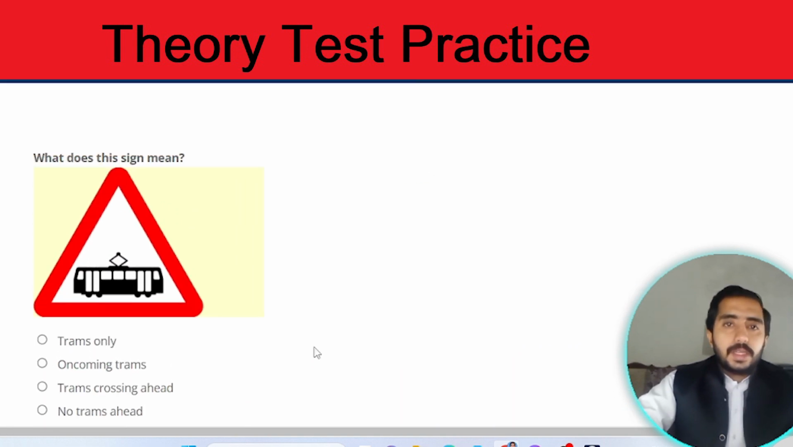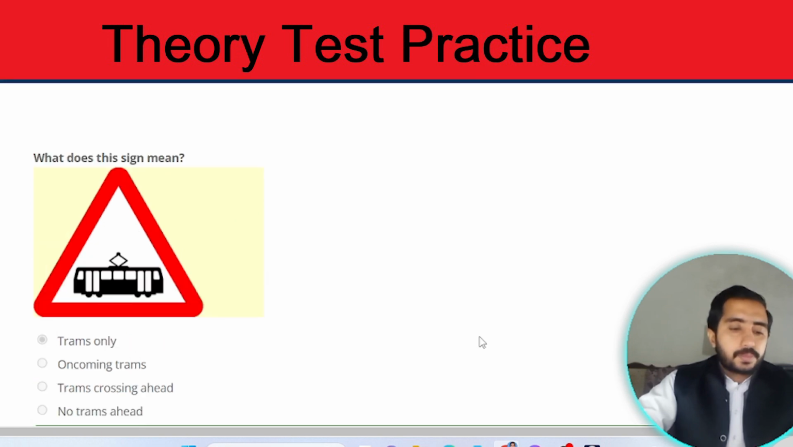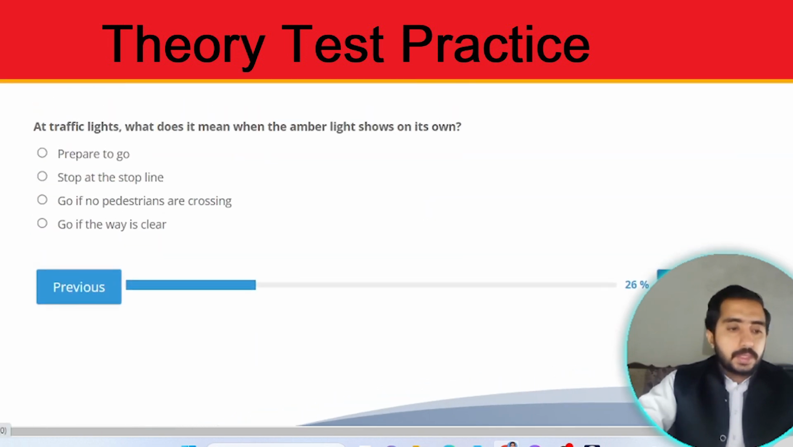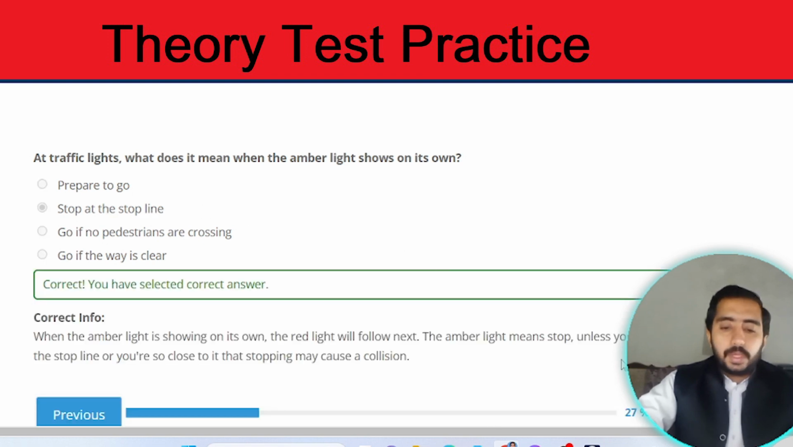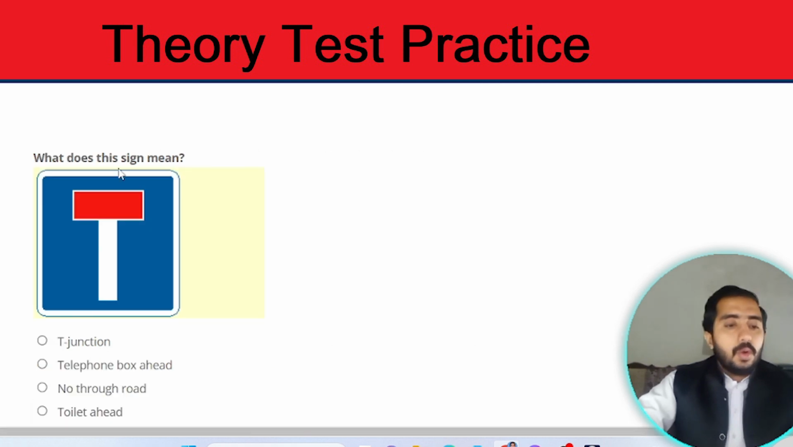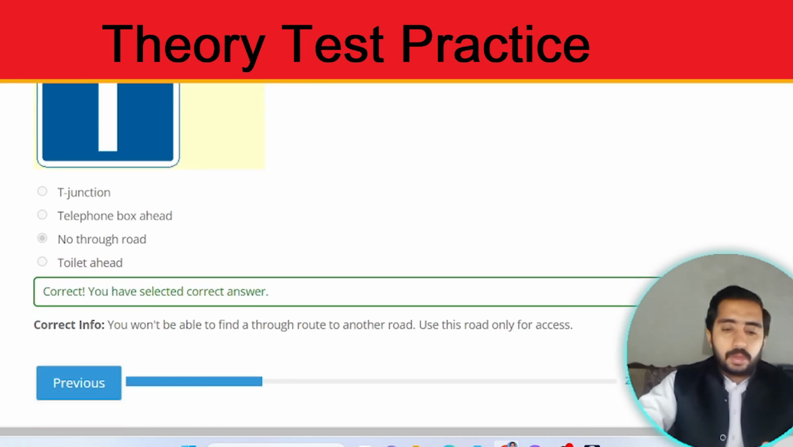What does this sign mean? This sign means trams only. Next, at a traffic light, what does it mean when the amber light shows on its own? It is represented by stop at the stop line. Option B. Next one, what does this T sign mean? This T sign means no through road. Option C is the correct one.